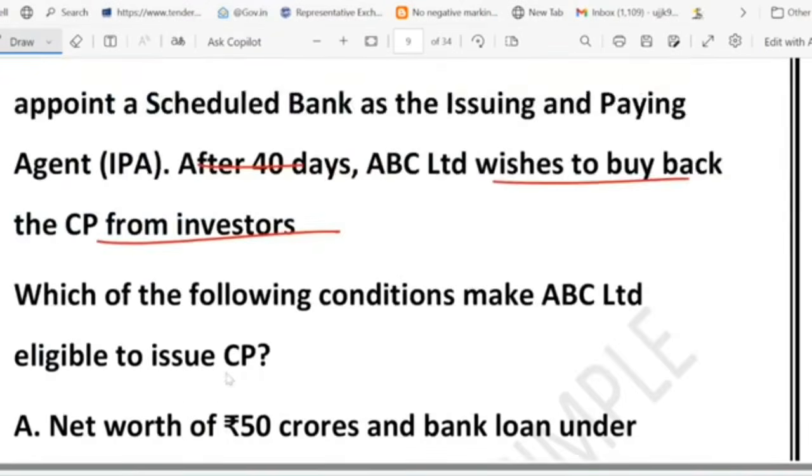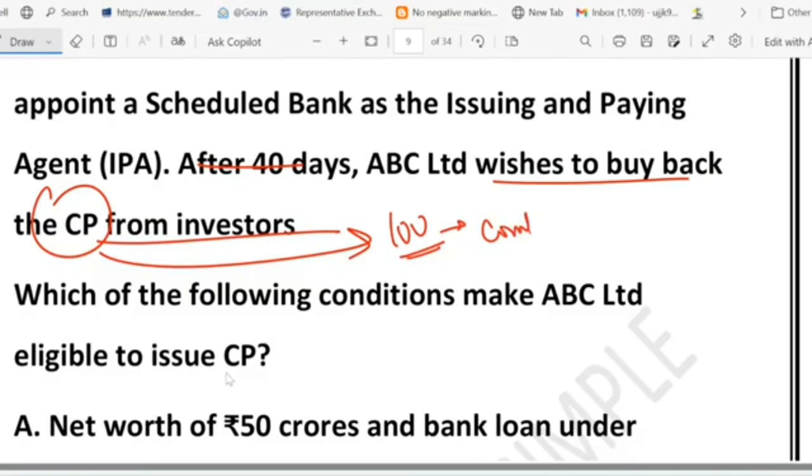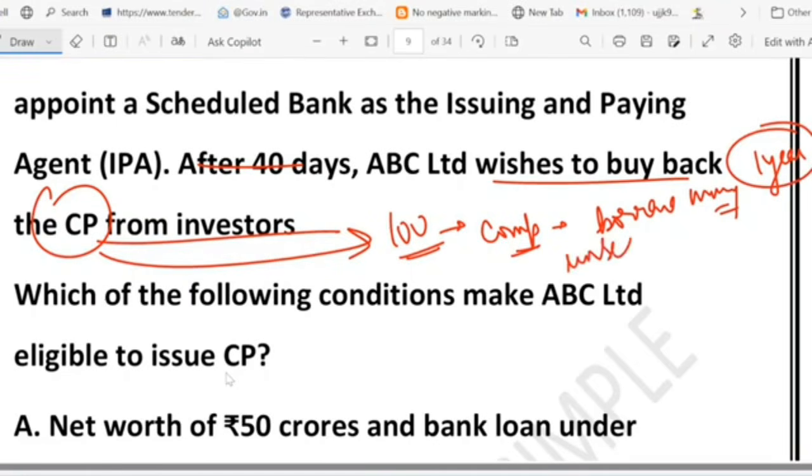So basically, commercial paper, CP, is a kind of short-term IOU. Who issues it? A company issues it to borrow money for a few months, usually up to 1 year, without giving collateral. Because it is unsecured, only a company with strong financials can issue it.